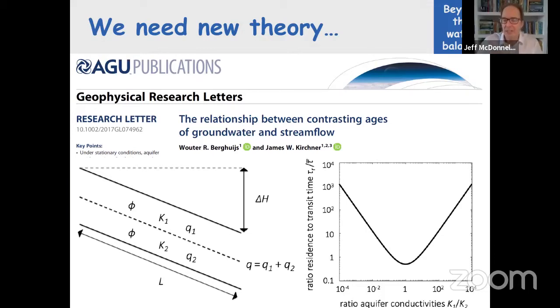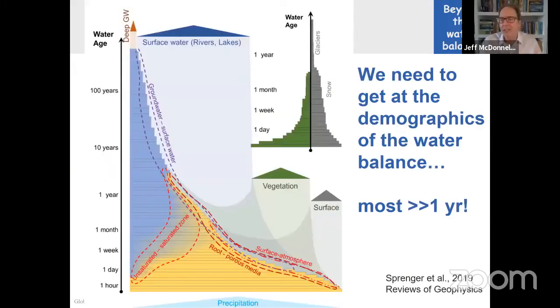We need to be testing this. And indeed, several papers are now testing this theory. But what we really need, I think, is to get at what I'm calling here the demographics of the water balance. What is the population distribution, age-wise, of our different waters?